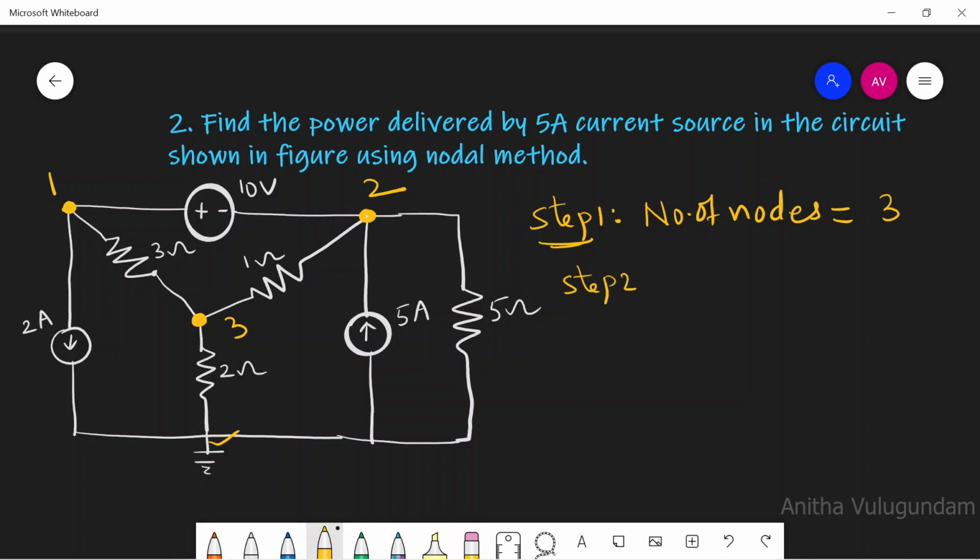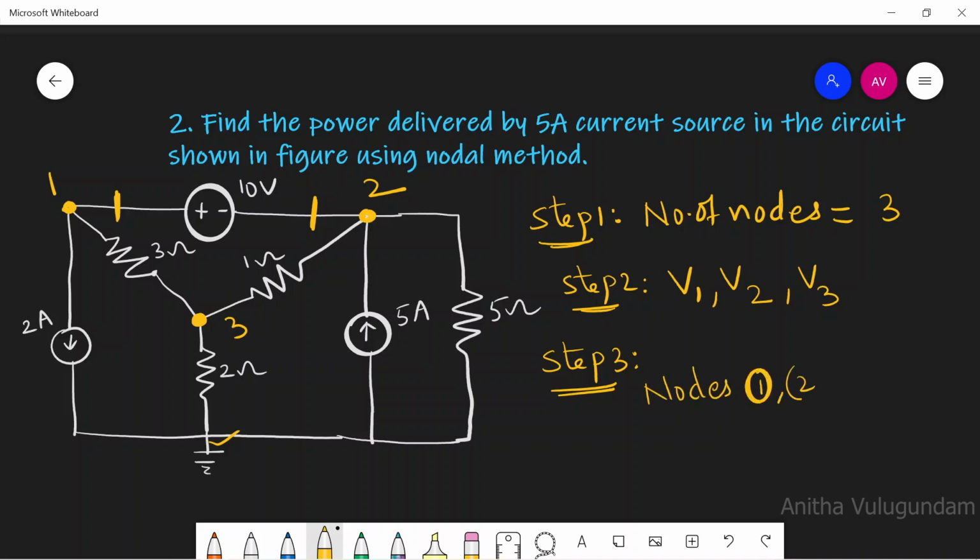Step 2 is to assign node voltages. At node 1 let it be V1, at node 2 let it be V2, at node 3 let it be V3. Next, step 3. From the figure you can see that there is a voltage source between node 1 and 2. That is, the voltage source is connected between two non-reference nodes. Therefore, nodes 1 and 2 form a supernode.